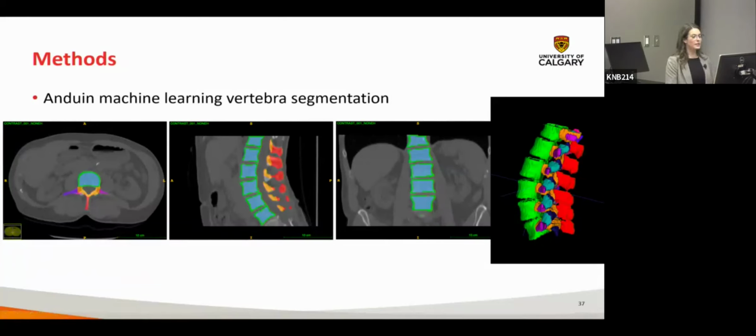So for the purposes of my study, we looked at both the trabecular core, the cortical shell, as well as combining those two to look at the lumbar body.